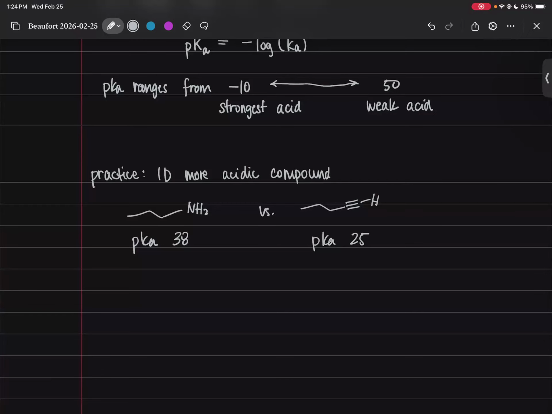So between the amine and the alkyne, which is more acidic? So pKa goes from the lowest number being the strongest acid to the highest number being the weakest acid. So that's going to be the lowest pKa, which is 25. So that makes the alkyne a stronger acid than the amine.